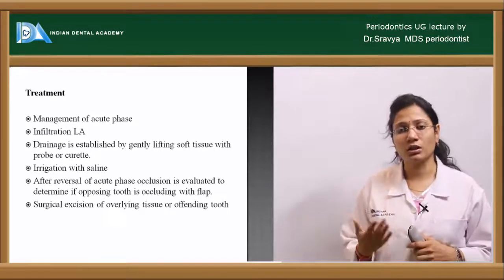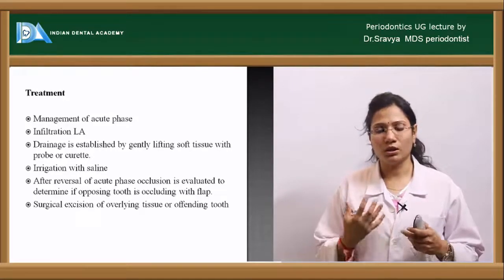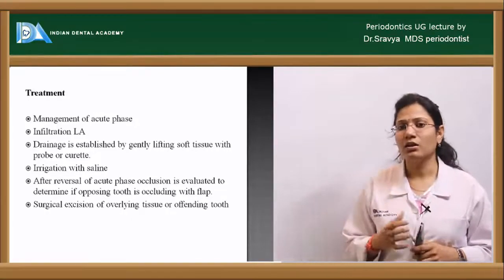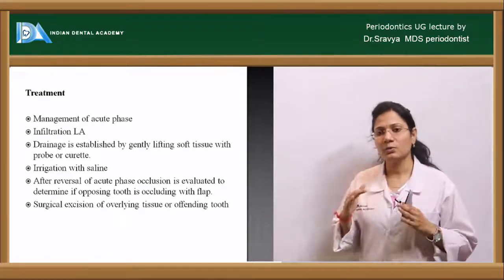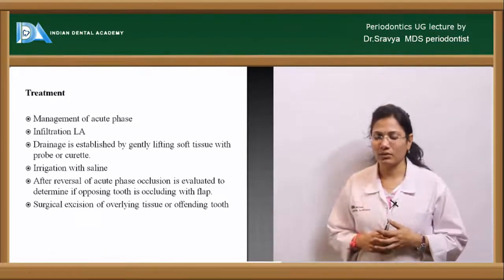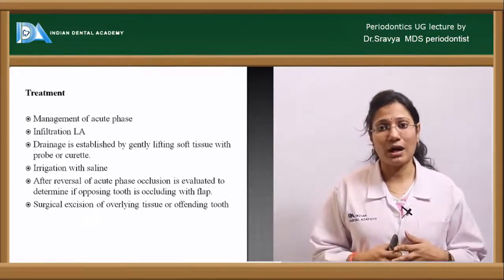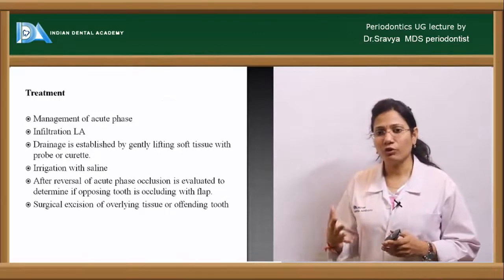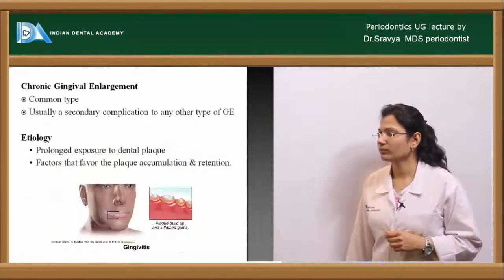And apart from that, you do a thorough scaling and root planing, and try to clear all the debris or deposits that have collected underneath this flap, and do a thorough warm saline irrigation, which will give a good quick relief in that area. And then this will decrease the amount of the abscess or the inflammation that has happened there. Okay, and then later you can probably think of either extracting the tooth or doing a procedure called operculectomy, depending on whether the space is adequate for the tooth to erupt or not.